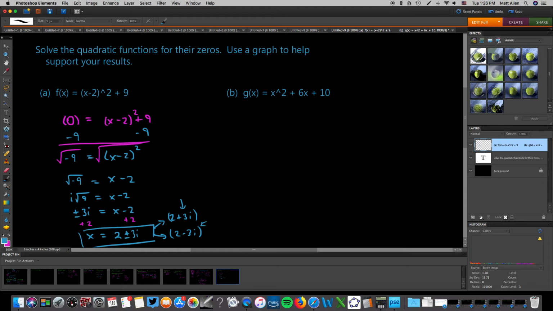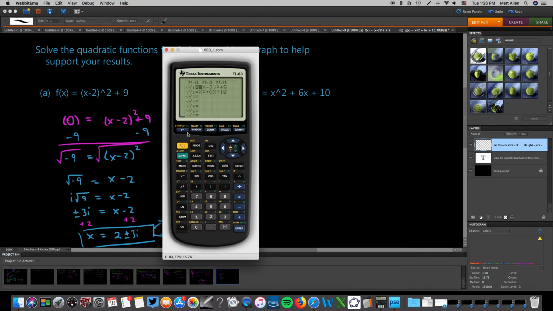So let's take a look at letter B here. This says g of x equals x squared plus 6x plus 10. A couple of things I want you to notice. The first one is just that this is not in vertex form. This is in what we refer to as standard form. With respect to the graph, I'm going to go ahead and make a quick graph here. But you see that it kind of misses the x-axis here.